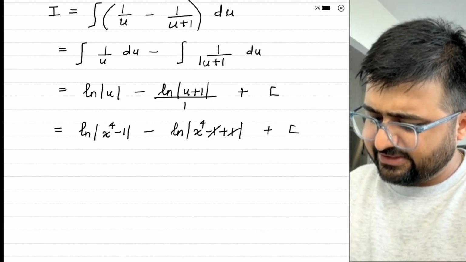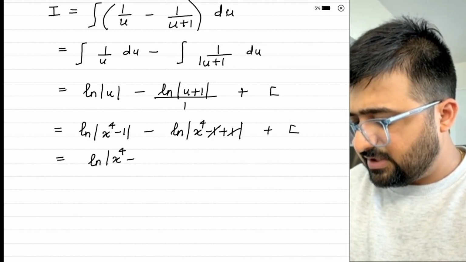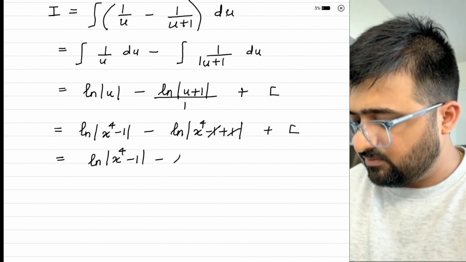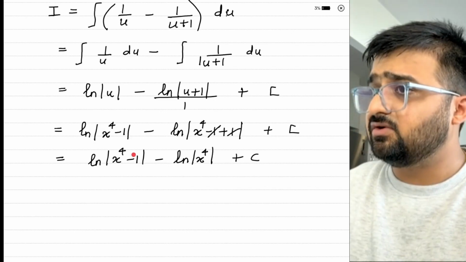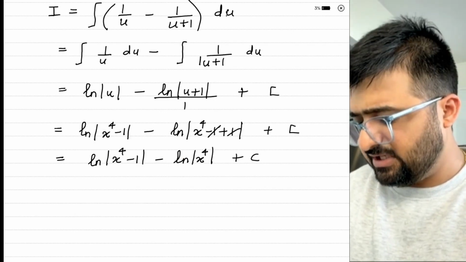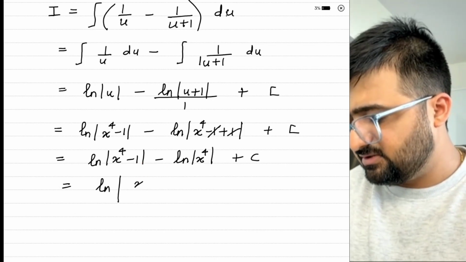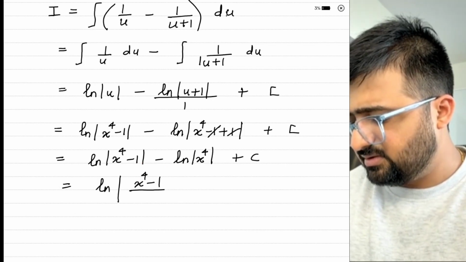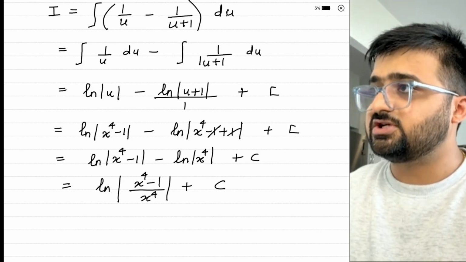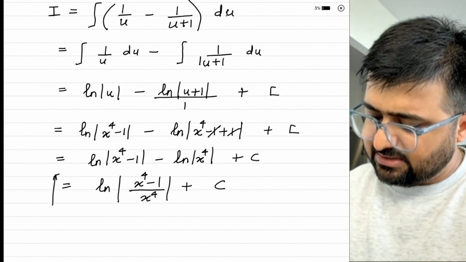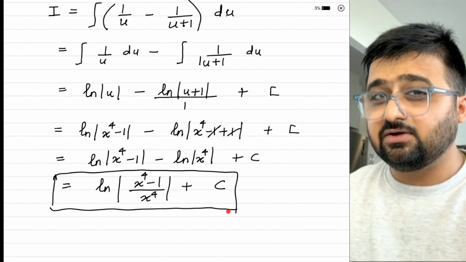We can clean this up a little bit using the properties of logarithm. So we have ln x to the power 4 minus 1 minus ln x to the power 4 plus c. We know ln a minus ln b is nothing but ln a divided by b. So ln of x to the power 4 minus 1 divided by x to the power 4 plus constant of integration c, and this is nothing but the final result of the integral that we are looking for.